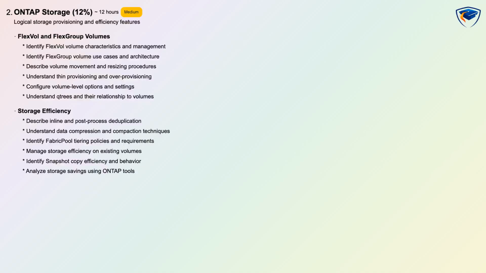The domain also covers storage efficiency features including inline and post-process deduplication, compression and compaction techniques, FabricPool tiering policies, snapshot copy efficiency, and how to analyze storage savings using ONTAP tools.